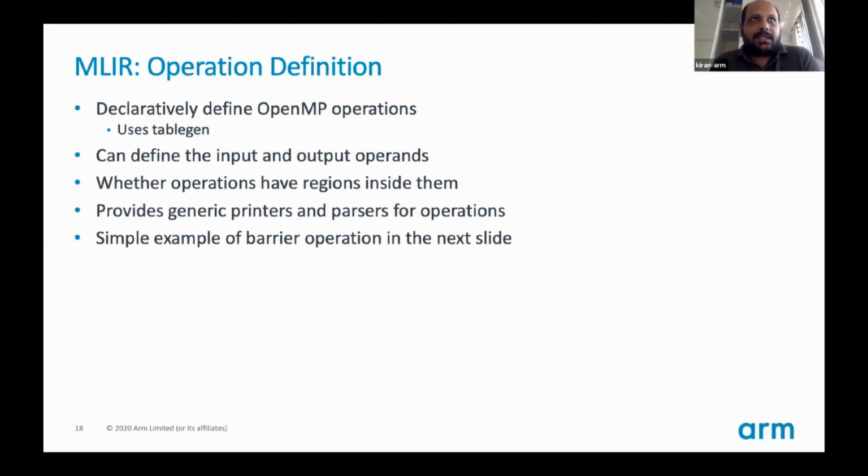MLIR provides a declarative way of defining OpenMP operations. It uses the TableGen infrastructure that is shared with LLVM. In this declarative style, we can define the input and output of the operands, and whether these operations have regions inside them. Once you have defined all this in a declarative syntax, it automatically generates printers and parsers for printing and parsing these operations. A simple example for the barrier operation is shown in the next slide.